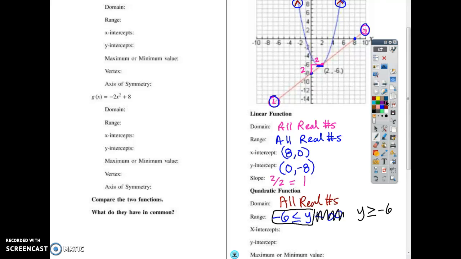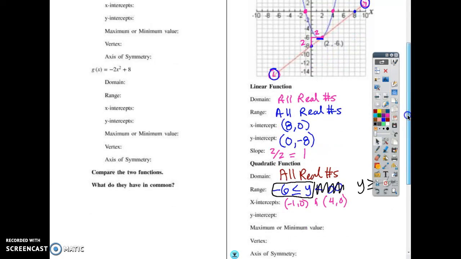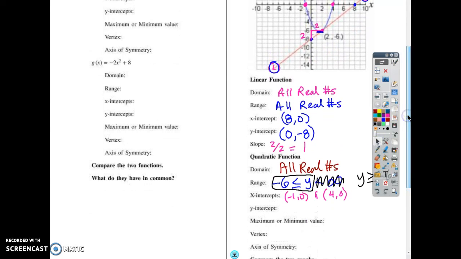All right, so the x-intercepts for the quadratic, I'm only talking about the quadratic function. What are the x-intercepts? Where does it cross the x-axis? At 4, and this is not a 1. What is this? Negative 1. This is negative 1 because it's on the negative side. So we're going to say that the x-intercepts are (negative 1, 0) and (4, 0). What about the y-intercept? Where does it cross the y-axis? Yep, right here at negative 4. So it's going to be (0, negative 4).